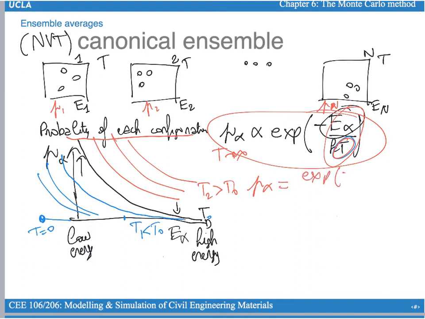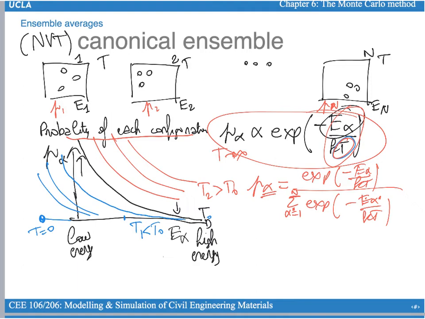So we know that the probability for a given configuration alpha is proportional to this term, exponential minus energy divided by kT. And if you want to make sure that once you sum this probability over all the configurations alpha it is equal to 1, then you need to divide this probability by the sum of all those terms. So you need to do the sum over all the configurations, alpha going from 1 to n, of exponential minus E alpha divided by kT. Or just to differentiate, I'm going to write this one alpha prime to make sure we understand that it's not the same as this alpha.